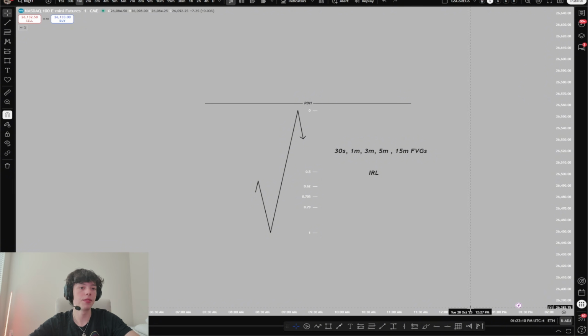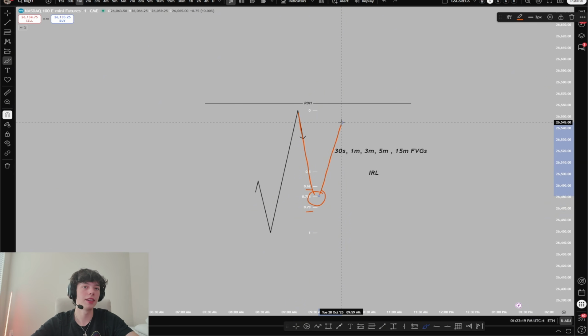A lot of the times the market will want to go down here to around 705, in between 6.2 and 7.9, and form a reversal. I'll show you guys entry triggers and how to actually get in the trade here in a minute, but I'm first going to show you my fib setting.